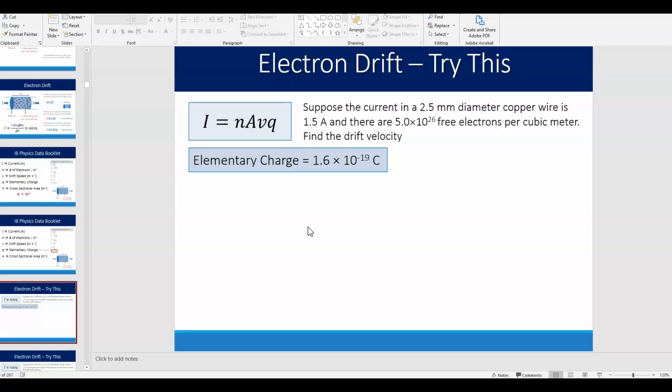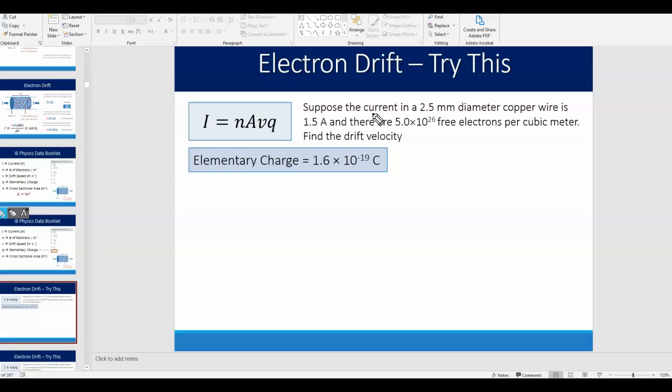Okay, so just to give you a really basic example, suppose the current in a 2.5 millimeter diameter copper wire is 1.5 ampere, and there are 5.0 times 10 to the 26 free electrons per cubic meter. Find the drift velocity. Again, these types of problems with drift velocities are not really complicated at all. It's just a matter of knowing what everything in the equation represents.